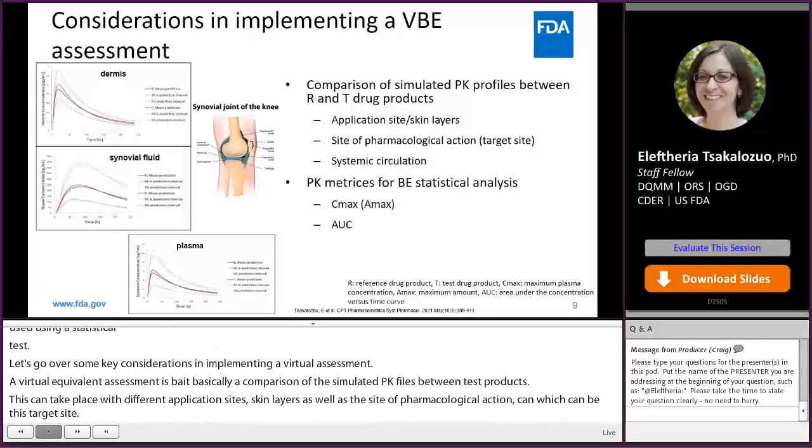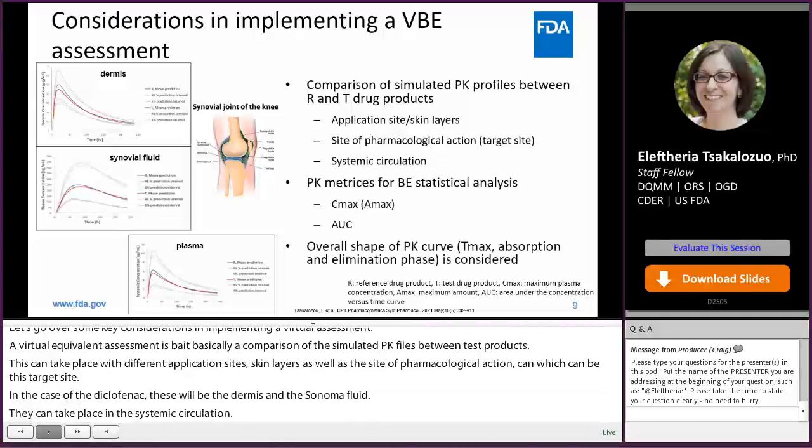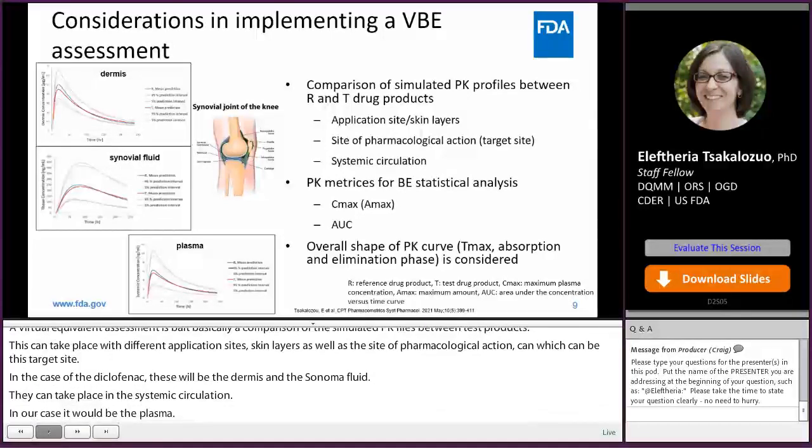PK metrics that are used for BE statistical analysis include Cmax or Amax and AUC. The overall shape of the PK curve, which includes the time to maximum concentration, the absorption and the elimination phase, are also considered during model validation.